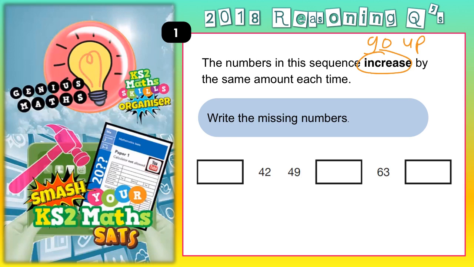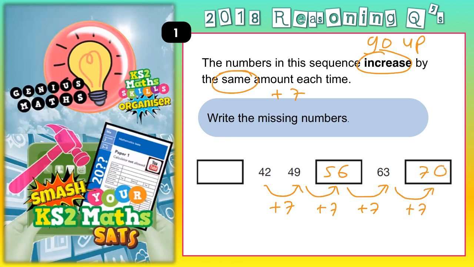We've got very little information, but what we do know is that from 42 to 49, that's a gap of 7. And because it goes up by the same amount each time, that means it is always plus 7. So if it's 42 to 49 plus 7, we're going to plus another 7 onto 49. Well, 49 plus 7 is 56. Plus another 7 onto 56, that takes us to 63. And plus another 7 onto 63, that takes us to 70.